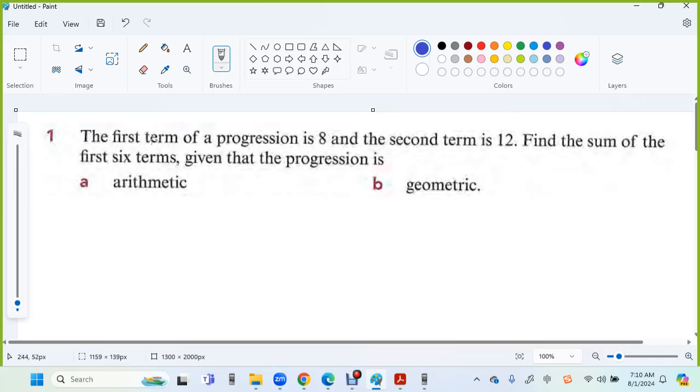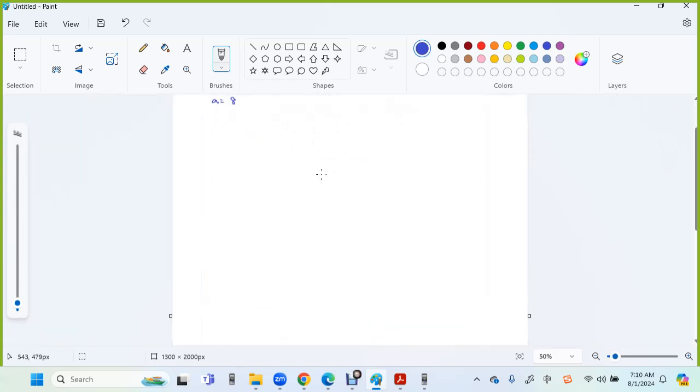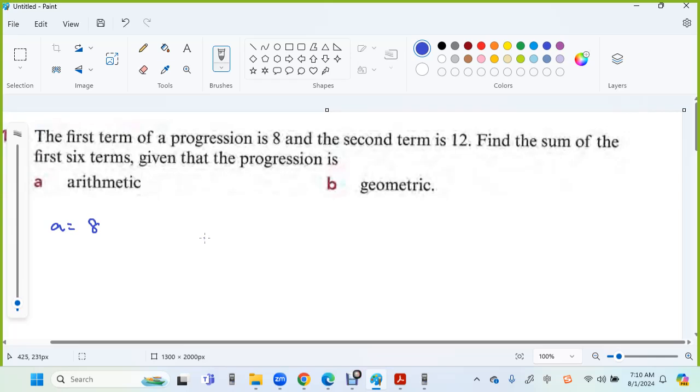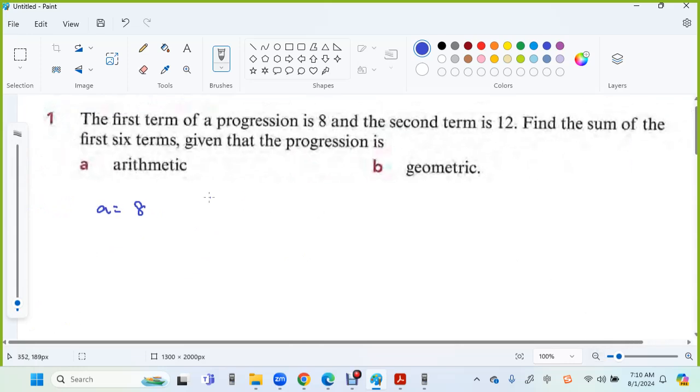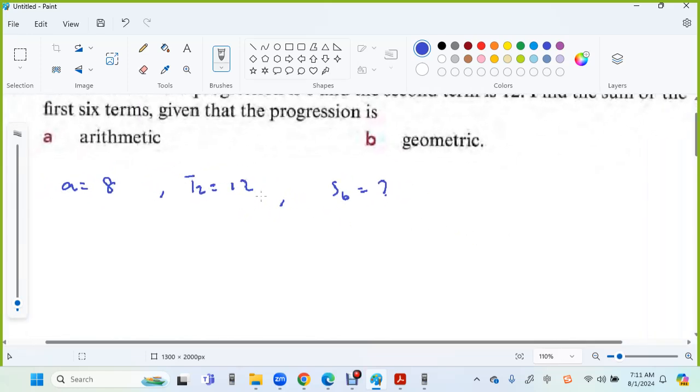The first term of the progression is 8, so A equals 8. The second term is 12, so T2 is 12. Find the sum of the first six terms. S6 equals what, given that it is an AP?